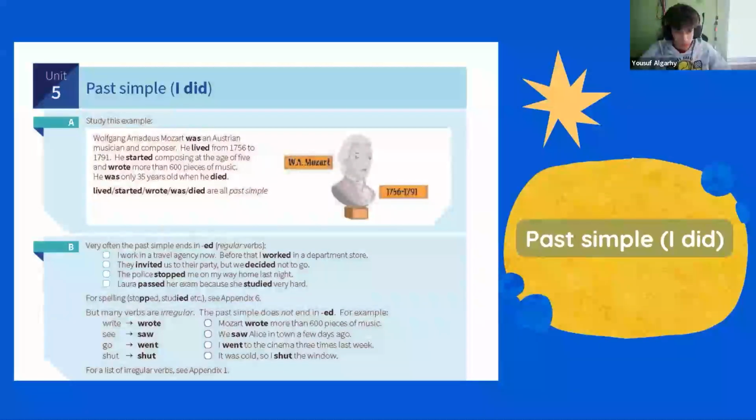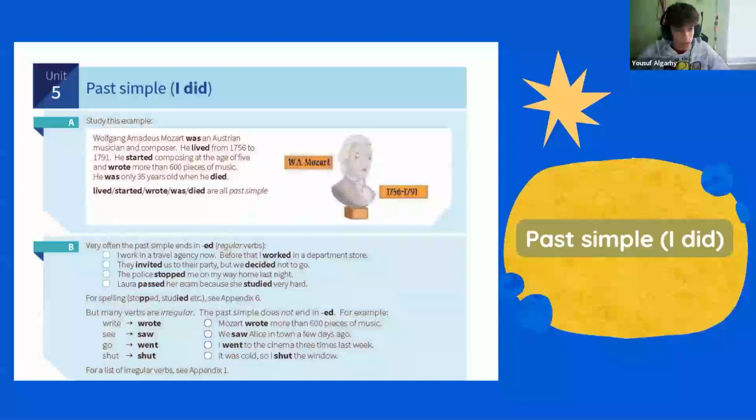So here we have a little statue, like a head statue of Mozart. So very often the past simple ends in ed, like lived, started, died, things like that. So I work in a travel agency now. Before that, I worked in a department store. All right. So here we have worked, which means I worked before, or I did work before.